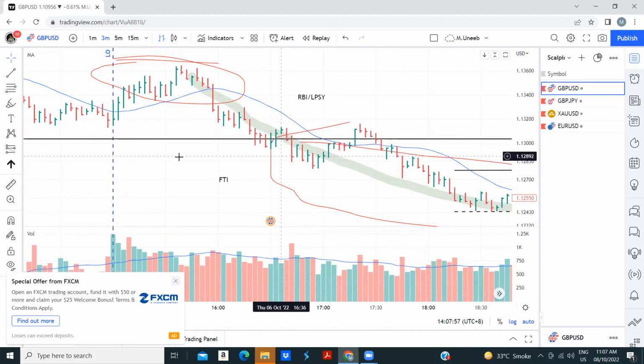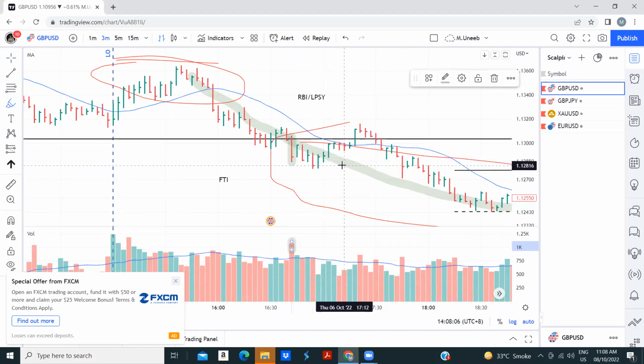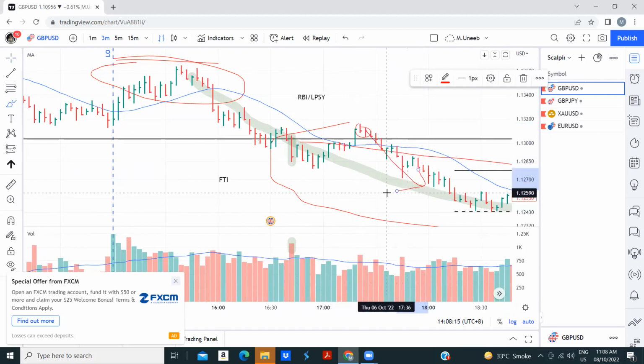Now you see here at this point, huge volume occurred, right? Okay, this is the main point of FTI. And what happened? The price came back here. You can see the price came back here, tested this region, and then fell down. Got it? This reference line.